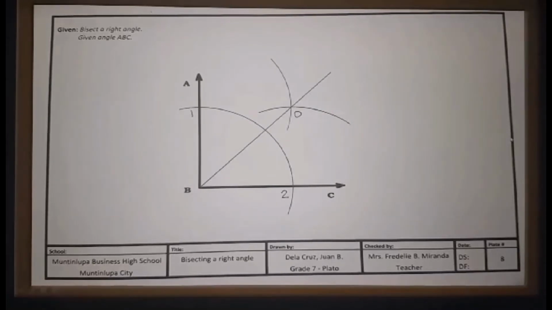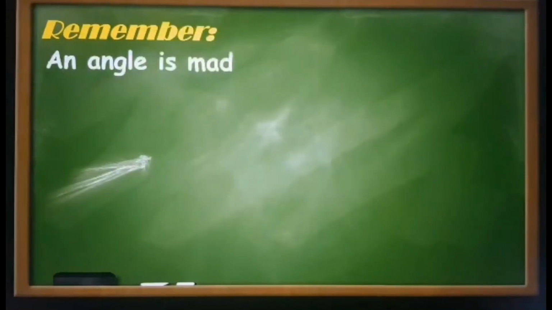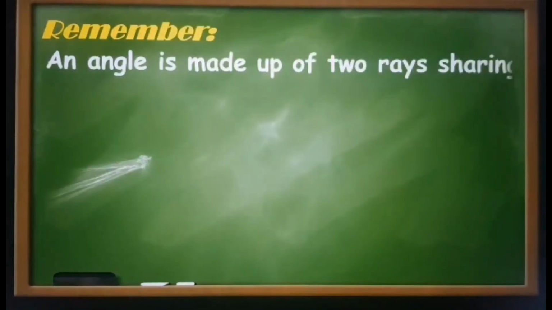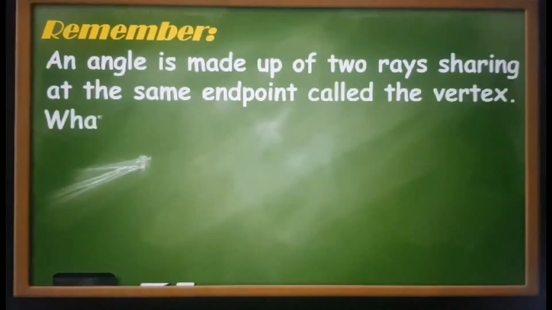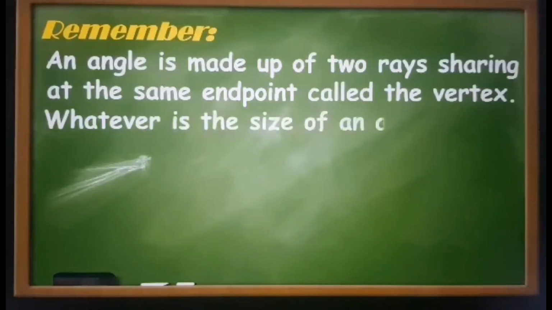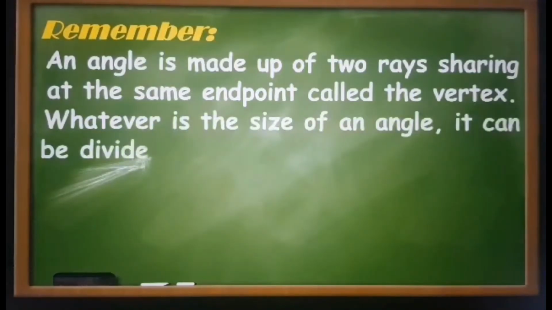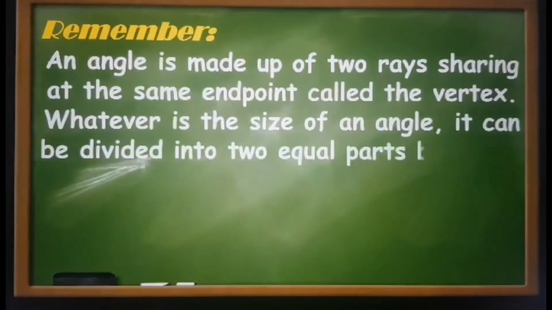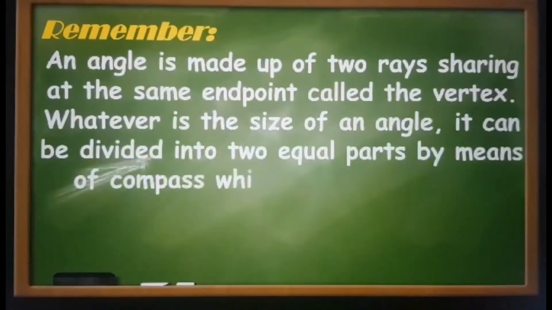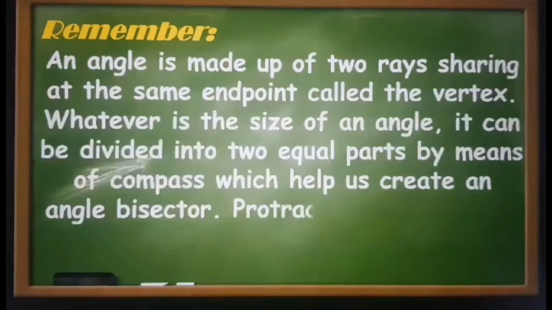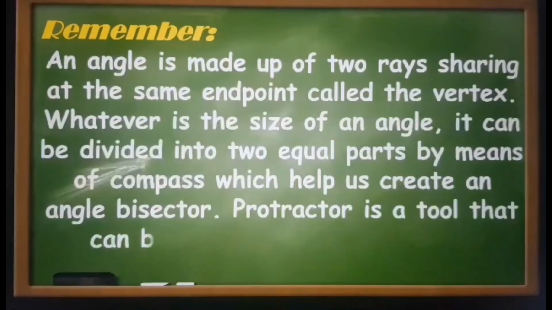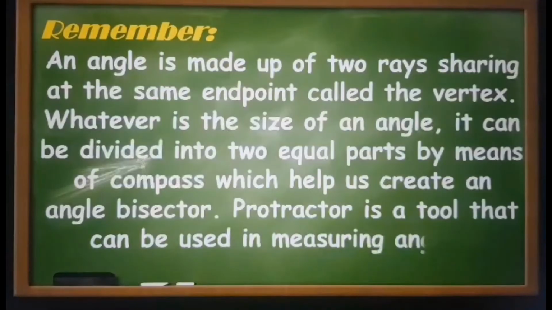Hold on, everyone. We've only just begun. Let us remember, an angle is made up of two rays sharing the same endpoint called the vertex. Whatever the size of an angle, it can be divided into two equal parts by means of a compass, which helps us to create an angle bisector. Protractor is a tool that can be used in measuring angles.